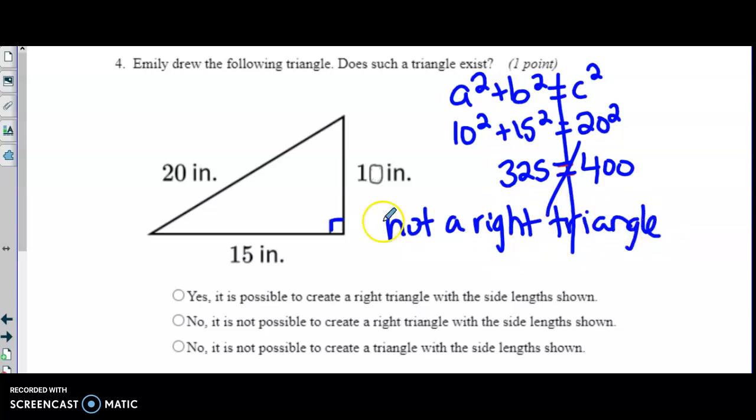So let's look at our answer choices. Yes, it is possible. No, it's not. No, it is not possible to create a right triangle with the side lengths shown. Or no, it is not possible to create a triangle with the side lengths shown. What we're proving with the Pythagorean theorem is right triangles. We're not proving that it can be a triangle. We're proving that it has to be a right triangle.